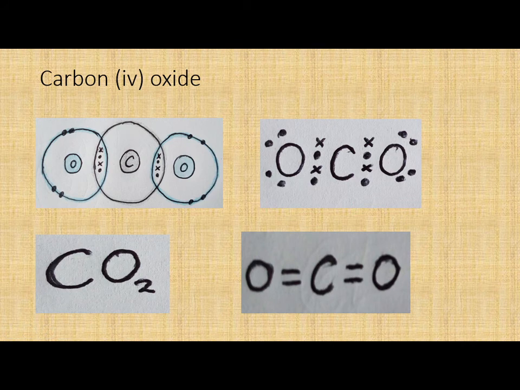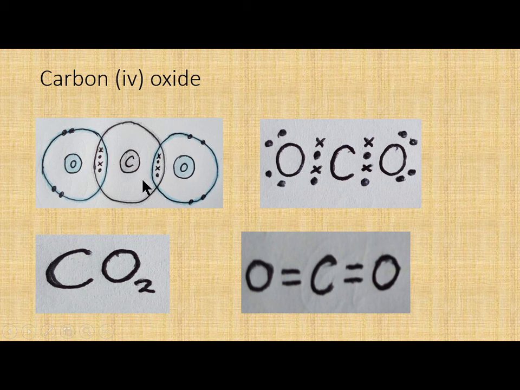Carbon 4 oxide, also known as carbon dioxide. That's our atomic structure, the Lewis formula, the molecular formula, and the structural formula. Okay, my picture here is a little bit blurry, but it's clear. So here we've got the non-bonding pairs. We only show the outermost shell electrons.